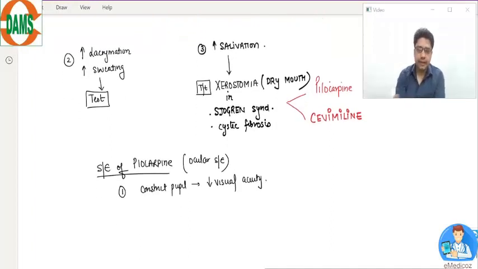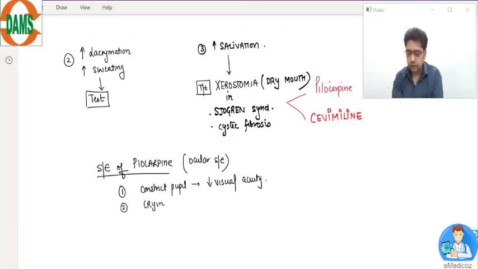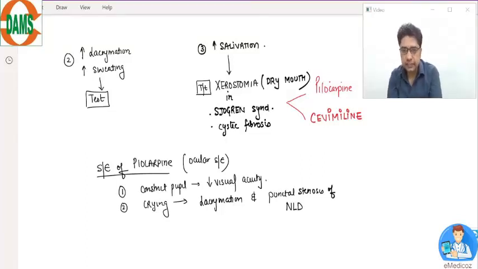Okay. Second point, the person will keep on crying. Why? Lacrimation and punctal stenosis of NLD. Can you tell me what is NLD? NLD stands for nasolacrimal duct. So can we say tears, when they are produced, they are drained through the nasolacrimal duct into the nose?